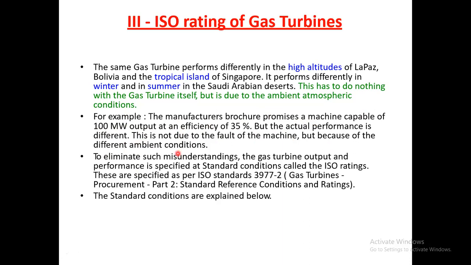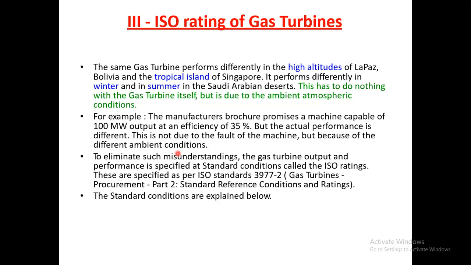Saudi Arabia has different environmental conditions, and the tropical island of Singapore has different weather conditions. So a plant cannot work in different kinds of weather in the same declared scenario. This is not due to a fault of the machine but because of the different ambient conditions. To eliminate such misunderstandings, the gas turbine output and performance is specified at standard conditions called the ISO ratings.